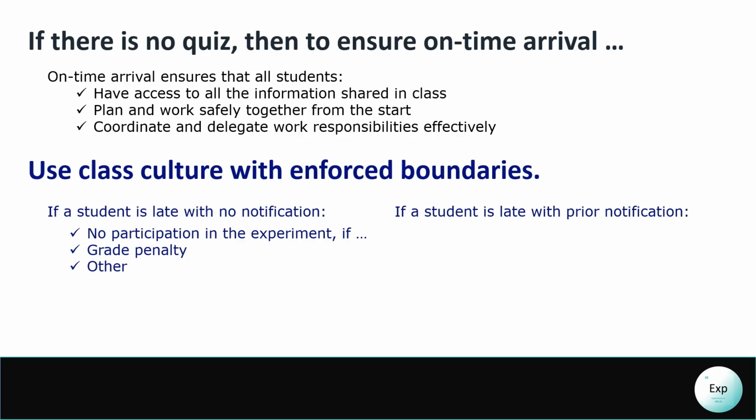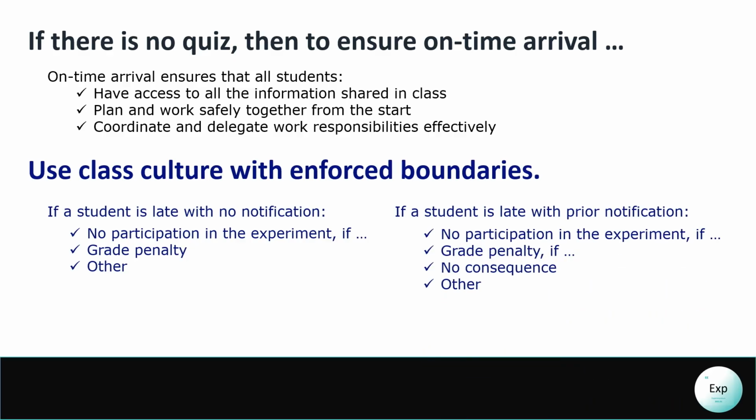Now, if a student made a meaningful effort to arrive on time, but something occurred and they notified you ahead of time, then you may choose to respond to that behavior slightly differently. If the arrival is so late, maybe an hour or hour and a half later than your actual start time, then it's very appropriate to say no participation in the experiment, or even a shorter timeline may warrant that. A grade penalty may be applied, and again, here you want to be very specific about what the requirements are and what is the standard that will be upheld.